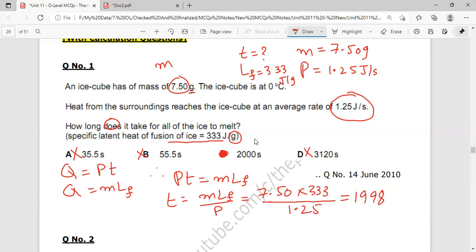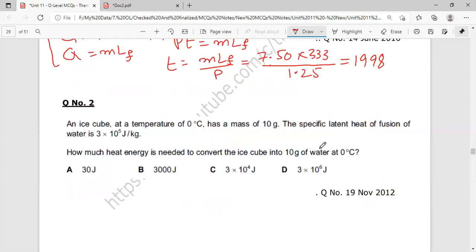So you have to memorize the different formulae in order to solve these questions. Now let's move towards the next question. Mass is given, 10 grams. Specific latent heat of fusion is given, 3 into 10 to the power 5 joule per kg.